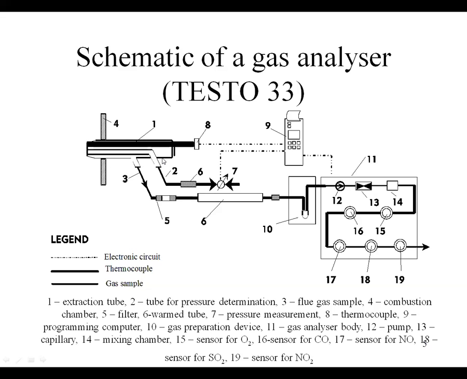Separately, all this system is warmed up, because if the pressure outside is normal, you have to keep the temperature of the flue gases over 100 degrees. Otherwise, what happens? The vapors condense and form liquid water. And this liquid water, with the NO, CO, SO2 in the flue gases, will form acid, and you will have acid corrosion in the instrument.